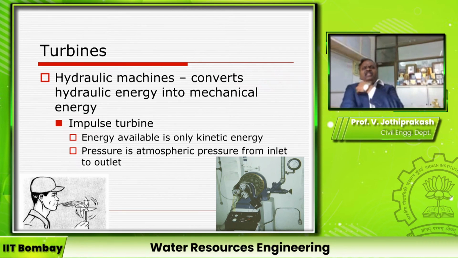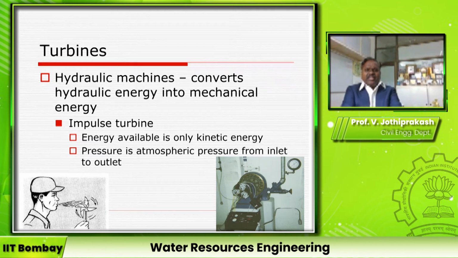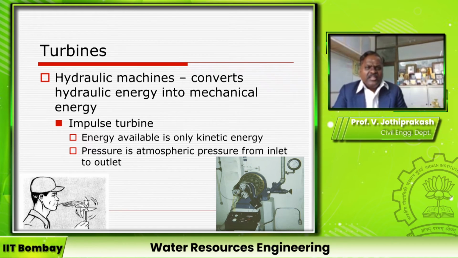Now we will see in detail about the turbines. I said turbines are the machines which convert hydraulic energy into mechanical energy. It's very simple, like a small kite which can rotate when you blow air. The same mechanism is used in turbines. There are different types of turbines. The first and foremost is the impulse turbine, where the energy available is only kinetic energy.